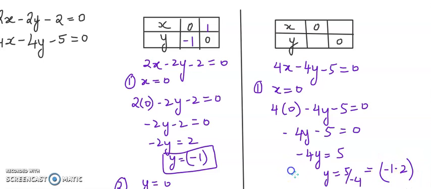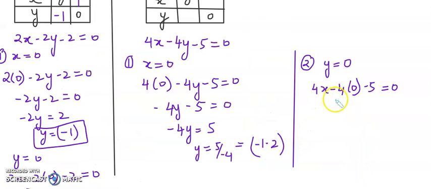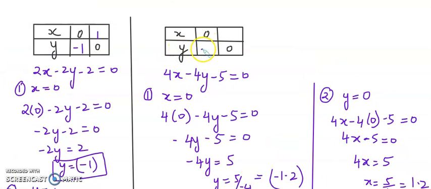Okay. The next one, I'm taking y is equal to 0, right? So 4x minus 4 times 0 minus 5. So 4x minus 5 is equal to 0. So 4x is equal to 5. x is equal to 5 by 4, which is again plus 1 by 2. So my 2 points are minus 1 by 2 and plus 1 by 2 in each case, right?